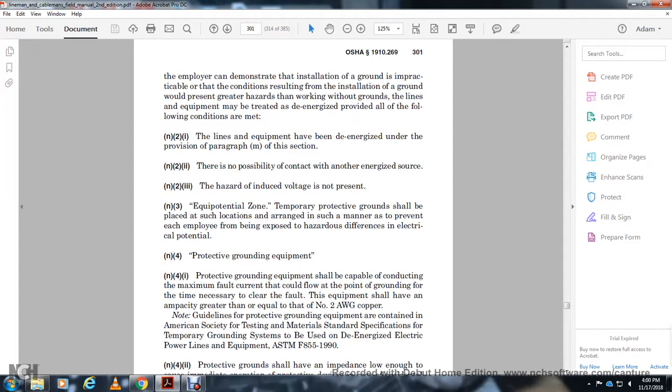The equipment should have an ampacity greater than or equal to number 2 AWG copper (American Wire Gauge), with the protective grounding equipment contained within the American Society for Testing and Materials standard specification for temporary grounding systems used on de-energized electrical power lines and equipment, ASTM F855-1990.